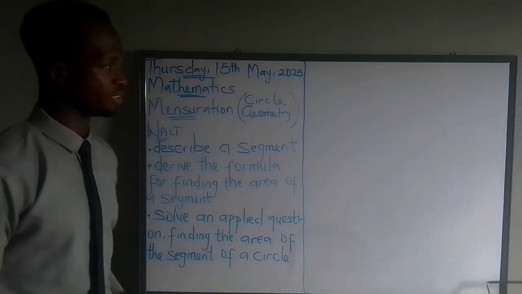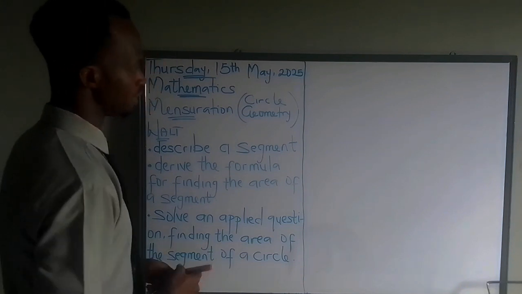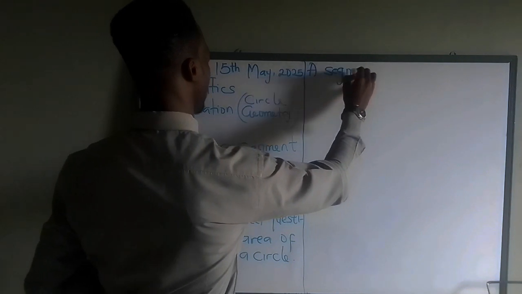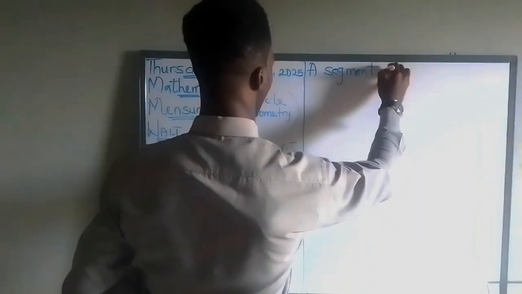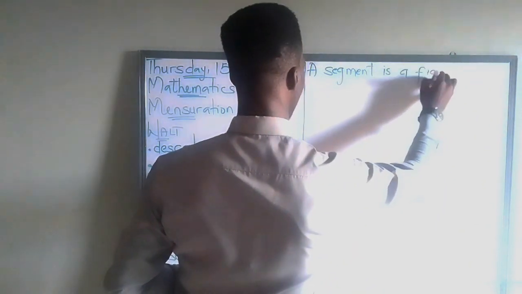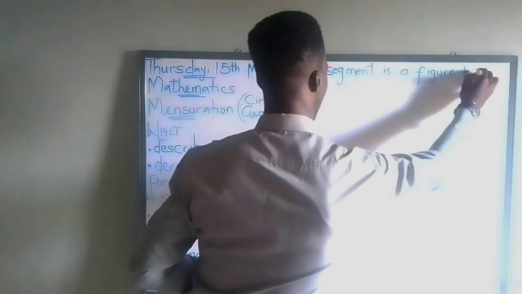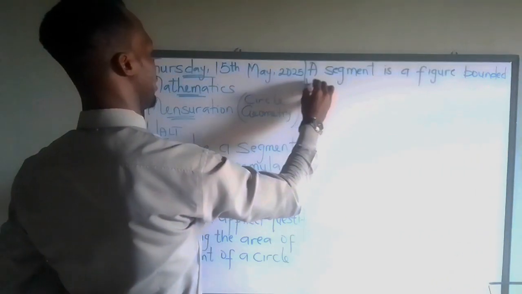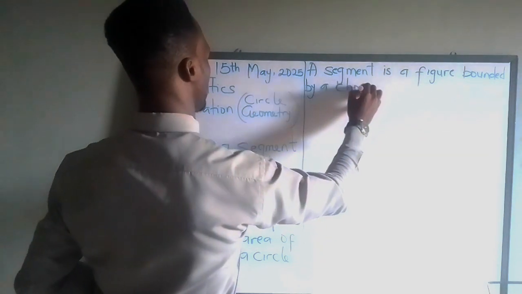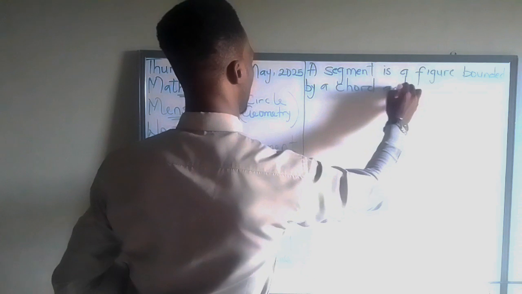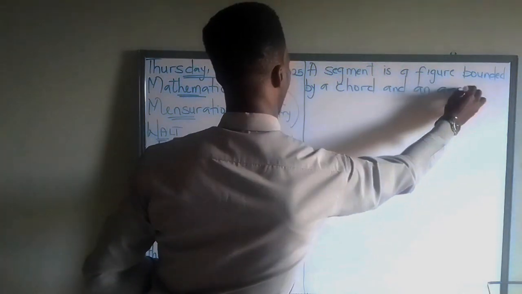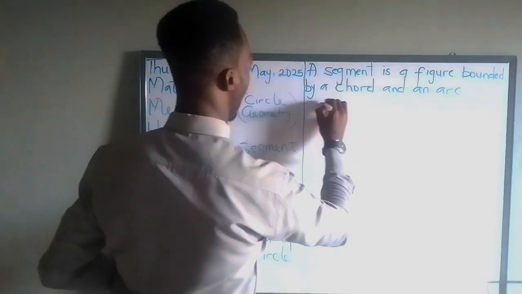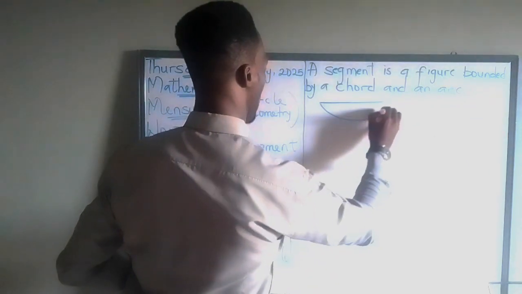Now, in previous videos, I've described what a segment is. I told you that a segment is a figure bounded by a chord and an arc. Is a figure that is bounded by a chord, right, and an arc. A chord and an arc.